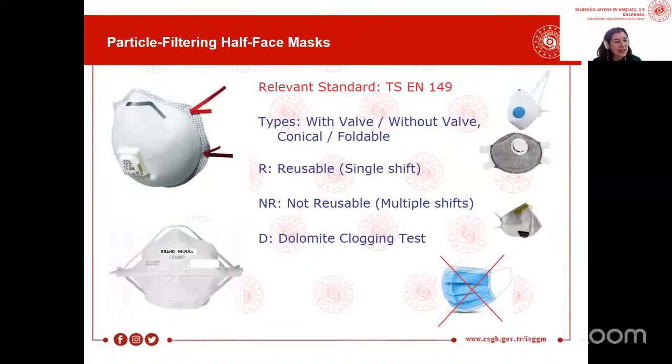You can see that this particle filtering half face mask standard is shown here, and the visualizations are here. A mask could have a valve or not. Its shape could be conical or foldable. We can determine whether the mask is reusable or not by checking the labeling on it. If we see this sign, we can understand that the mask passed the Dolomite dust test and provides protection against clogging with Dolomite powder.